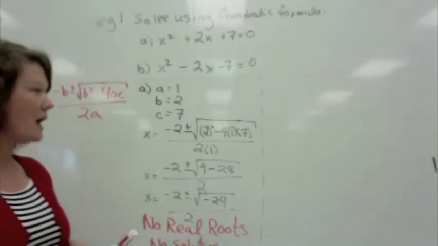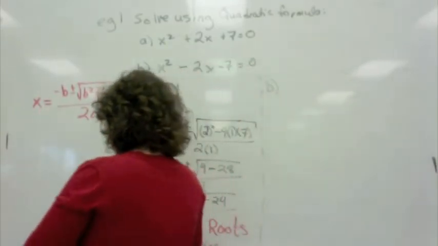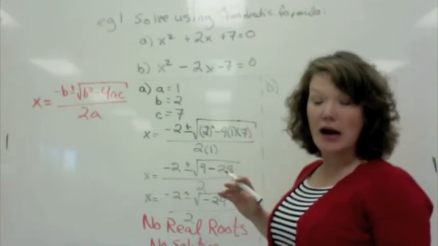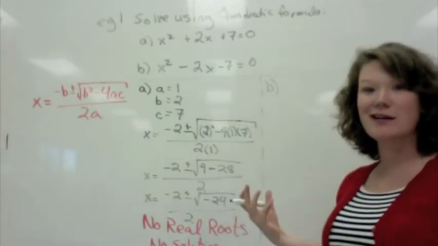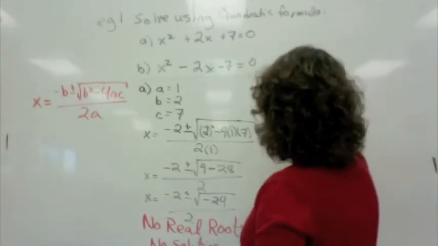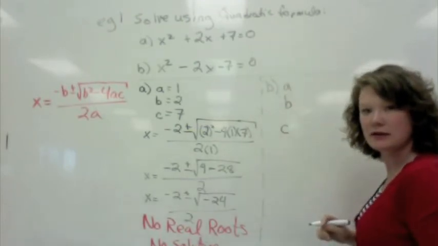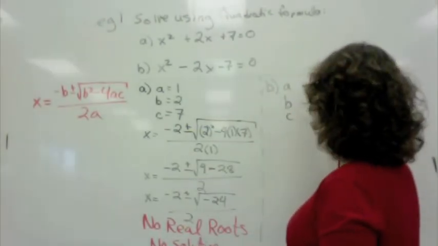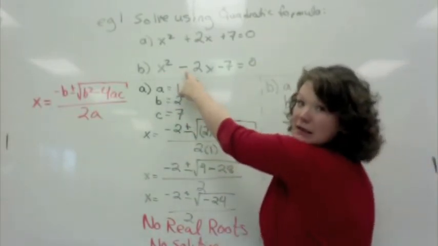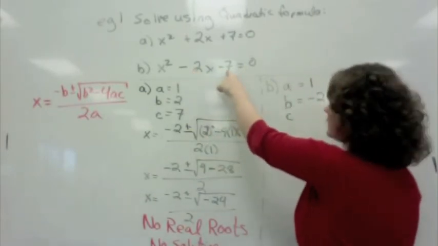Okay? So now I want to do B part. This is going to change just a little bit. At this point, if you wanted to try it on your own and then pause the video and check your answers, that's good, especially if you're working in pencil. Great idea. So A, B, and C. I'm going to move that up a little bit. So our A is 1, our B is negative 2, and our C is negative 7.